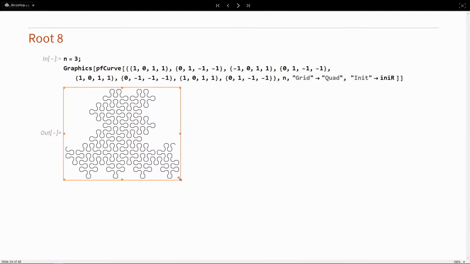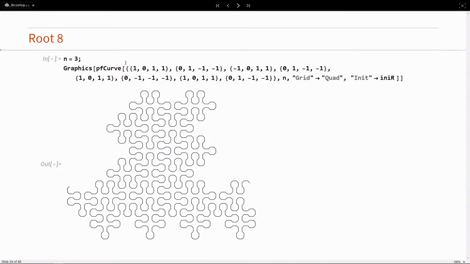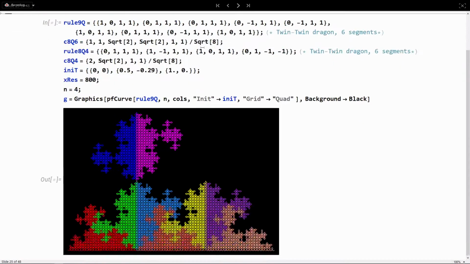Here's one of the root 8 curves. And a root 9 curve, a piano curve. You can see that if you look at one of the smaller shapes, it's made from 9 copies of the larger shape. You can see that this here looks very much like the full curve here.